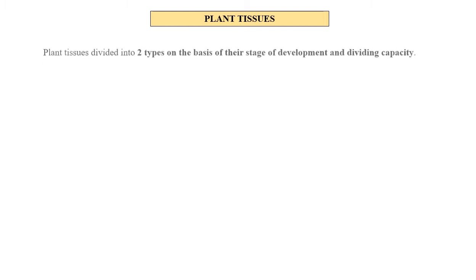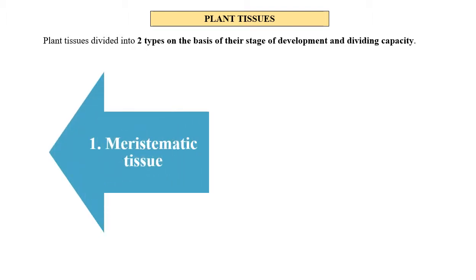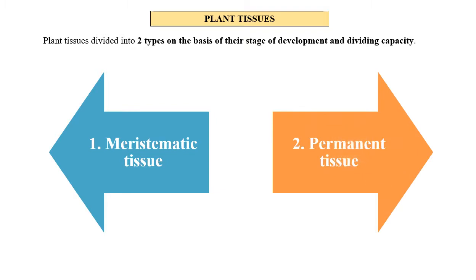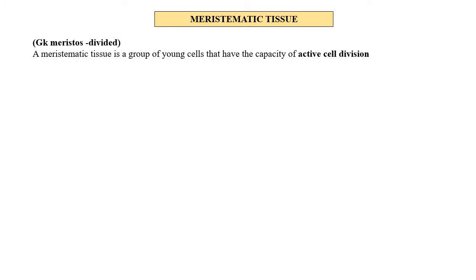Plant tissues. Plant tissues are divided into the following two types on the basis of their stage of development and dividing capacity. The first one being meristematic tissue and the second one is permanent tissue. Meristematic tissue. Meristos means divided. A meristematic tissue is a group of young cells that have the capacity of active cell division. This tissue is found in all the growing parts of the plant, such as root tip and shoot tip.